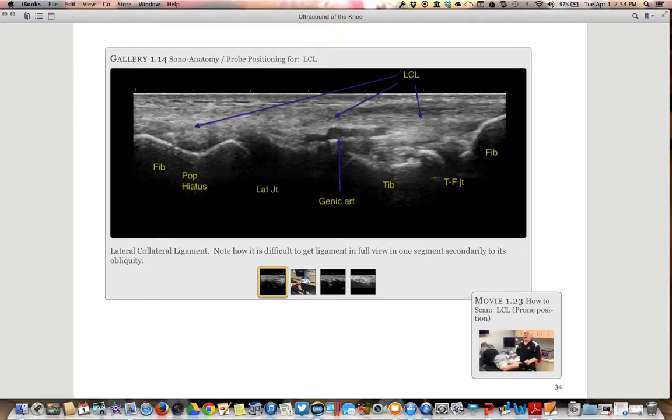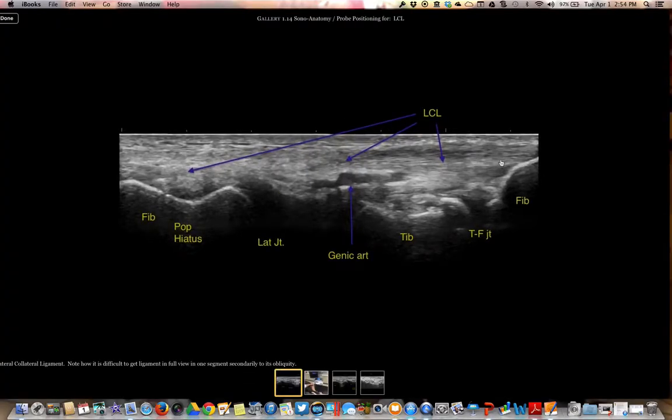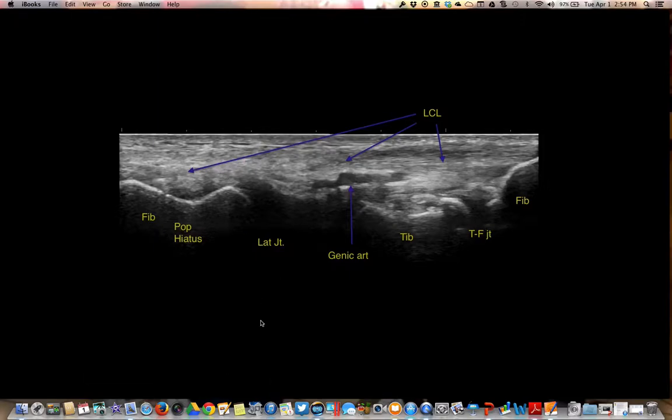Again, reviewing the LCL anatomy, lateral collateral ligament coming down. It will not be seen in one probe width, so you have to toggle the probe to see the whole area.